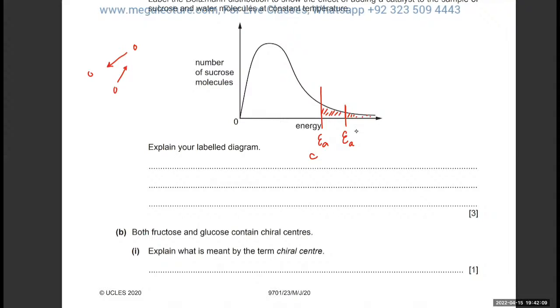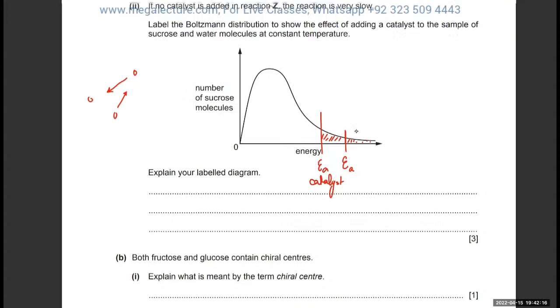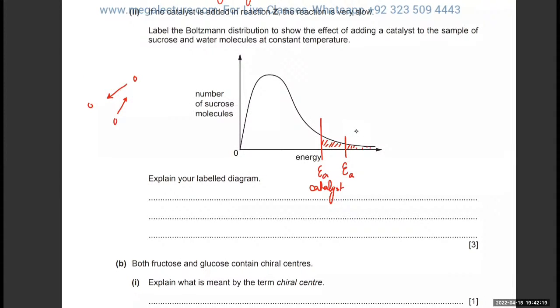Label this one. This is the catalyst one, catalyzed, with catalyst. So explain your labeled diagram. Now I'm not sure what type of explanation there is. Show the effect of adding a catalyst. So I think this is what we're going to write: that the activation energy decreases when we add a catalyst.